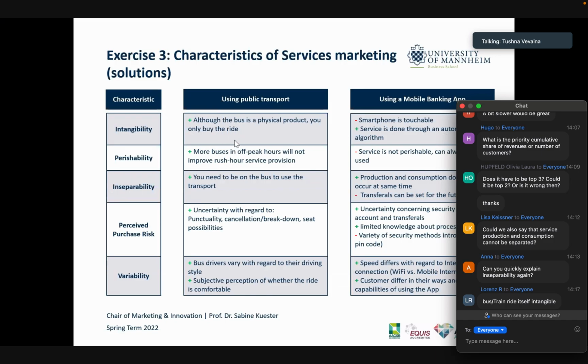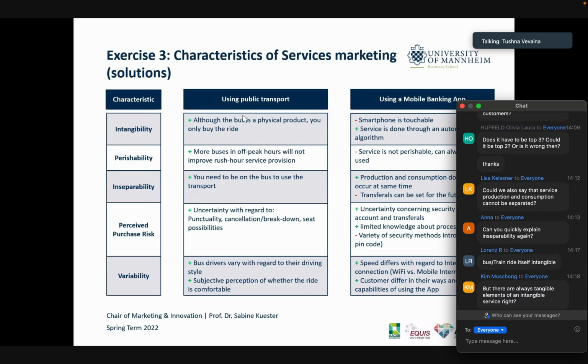And this confuses a few students in terms of, why do we say that the bus is a physical product, whereas your smartphone is considered touchable? So why over here is it not shown as a negative point? Why is it shown here? And the explanation is, when you possess a smartphone, it's different from possessing a bus. Here you just buy the ride, versus here you still own the smartphone. And we still call it a service because your service is through an automated algorithm.